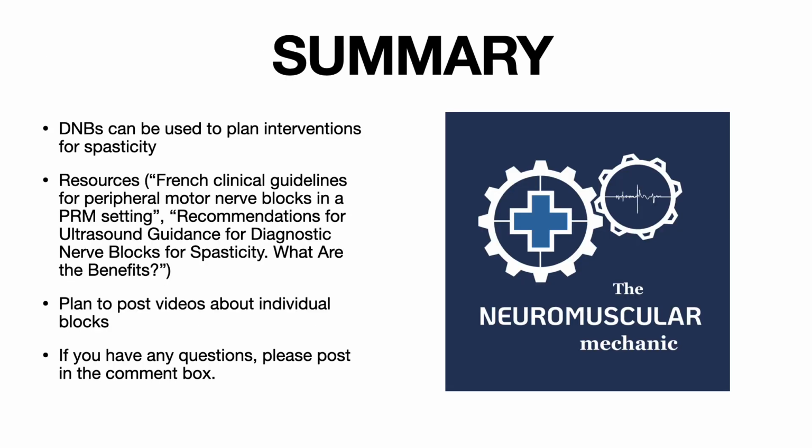And so to summarize, DNBs or diagnostic nerve blocks can be used to plan interventions for spasticity. We talked about that predictive value with botulinum toxin, for neurectomy, and for differentiating between spasticity and contracture. If you're interested in this subject, resources would include the French clinical guidelines for peripheral motor nerve blocks in a PRM setting. Certainly these blocks are used most commonly in Europe and particularly in France. And then a paper from a Canadian group, recommendations for ultrasound guidance for diagnostic nerve blocks for spasticity.